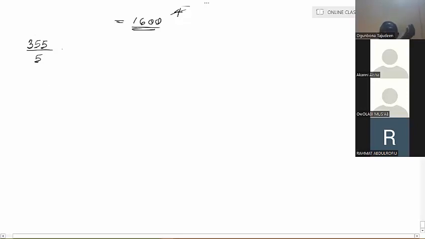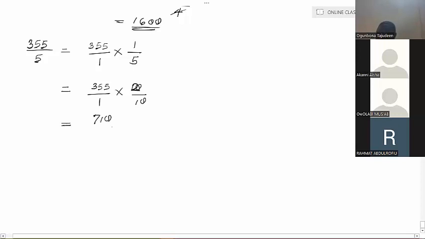What do we do here? So easy. What we just do here is to say 355 over 1 times 1 over 5. The meaning of this is what? 355 over 1 times 2 over 10. You can easily multiply this to give you 710 over 10. This divided is equal to 71.